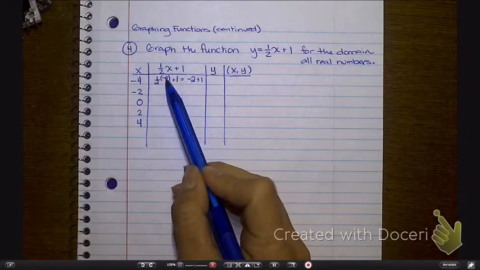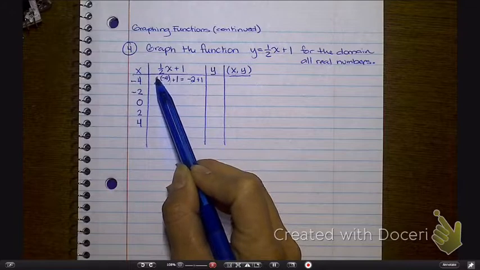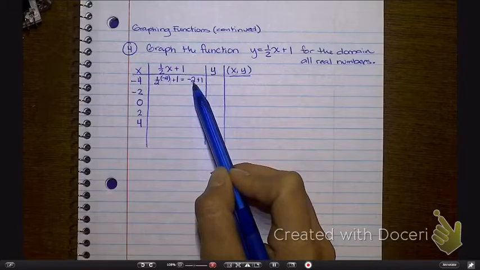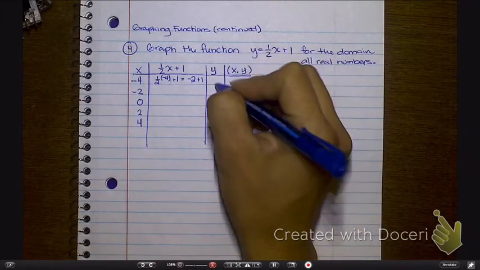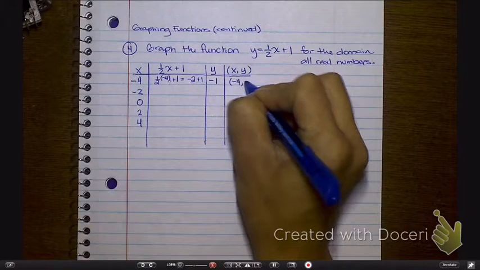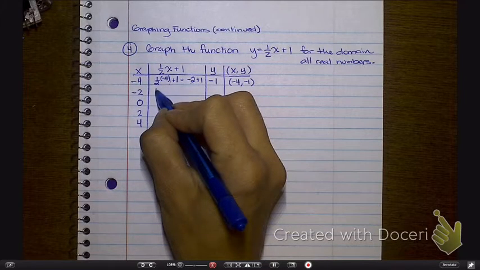You can also think of it this way. Multiply the top. What's -4 times 1? -4. What's -4 divided by 2? -2. Okay? So, that's getting rid of my fraction there. Now I just finished this addition. It's really -1. So here's my first ordered pair: -4, -1. Yes. Okay? All right, so now let's do the second one.